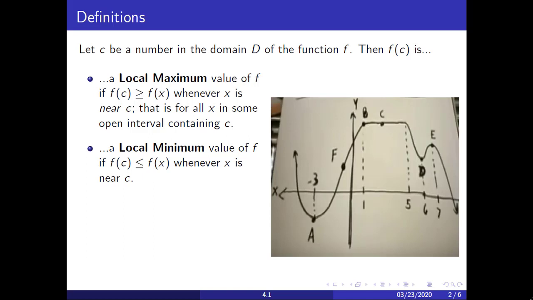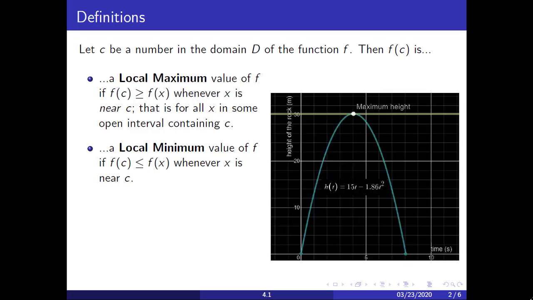In Patrick JMT's graph, because of the end behavior he drew, his function has no greatest or smallest value, though it has multiple different local maximums and different local minimums. On the other hand, in my graph of the height of the rock thrown on Mars, we see that the maximum height attained by the rock is also a local maximum value. So let's introduce definitions for absolute maximum and minimum values.